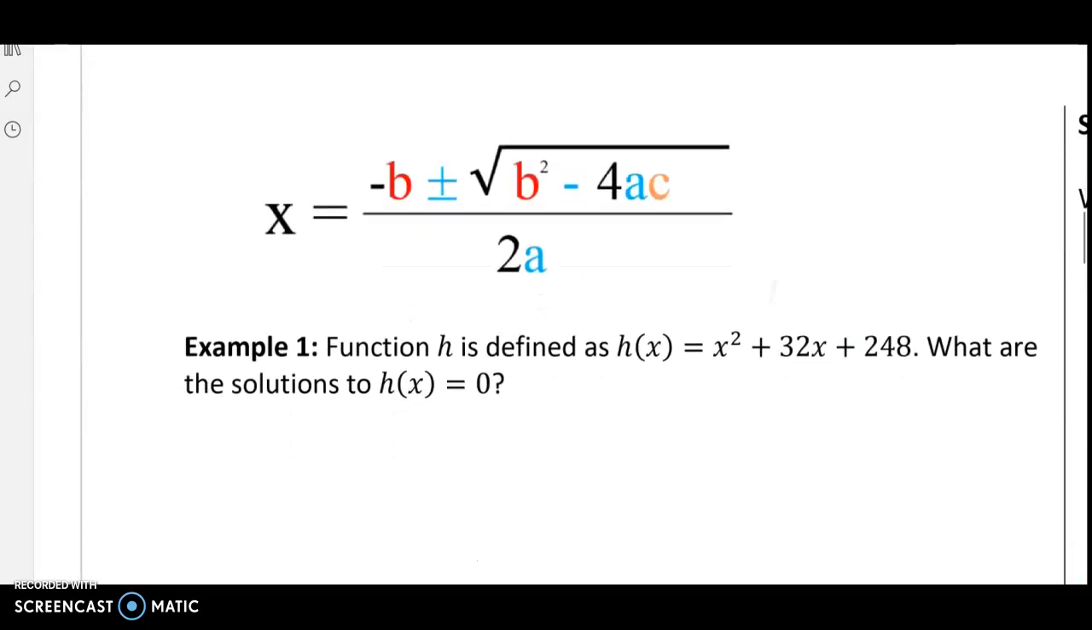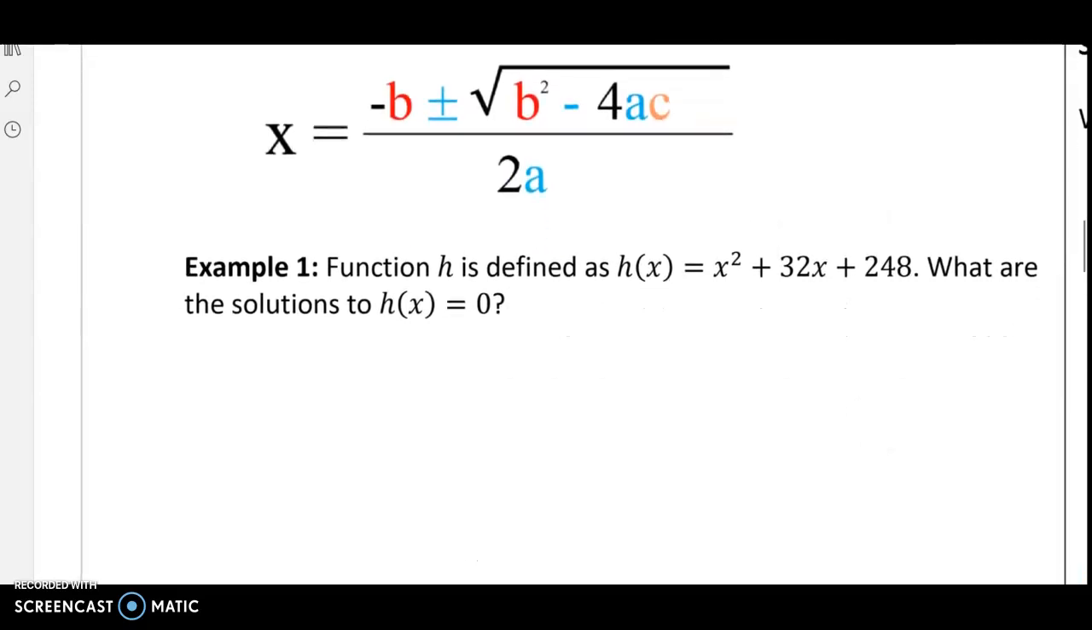Open your notes up. On the inside, I did leave the formula there so you could see it. Let's start out by realizing that this is an equation. It asks for the solutions, which means it wants the x-intercepts. And the quadratic formula is going to help us. So let's look and identify our A, B, and C. A is 1, B is 32, and C is 248. The reason A is 1 is because there's no number in front of the x squared, so there's an imaginary 1.